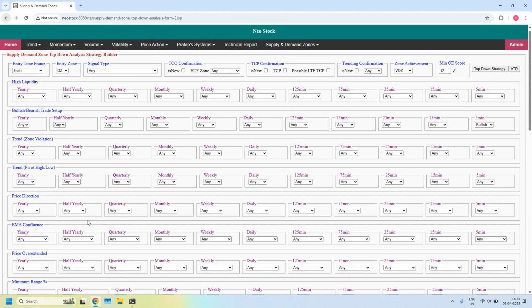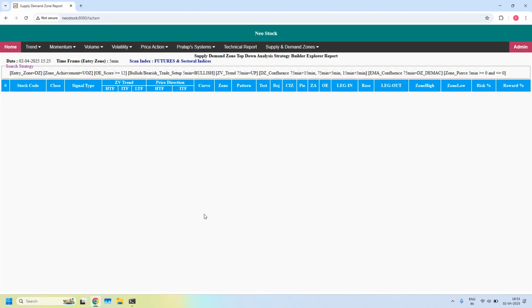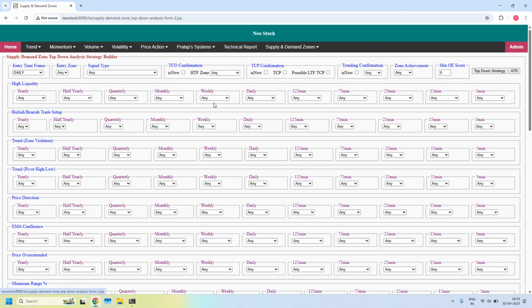Let's filter. In the EMA confluence at 75 minutes, I am setting filter 75 minutes demand zone having daily EMA confluence. At the same time, the trend on the 75 minutes should not be sideways. It should be uptrend because it is bullish trade setup. So with these filters, we did not get any stocks. Okay, this is a bullish trade setup for hourly income trade. Next, bearish trade setup for hourly income trade.